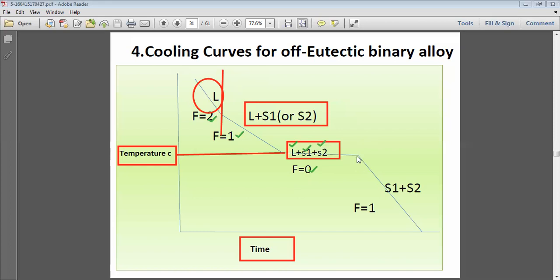Now after reaching this point, there is a steep fall in the temperature with a lesser increase in time, and at this state all of the liquid goes off, and we only have S1 and S2, that is solid 1 and solid 2. The value of F for this case is 1. So from here we get it off.